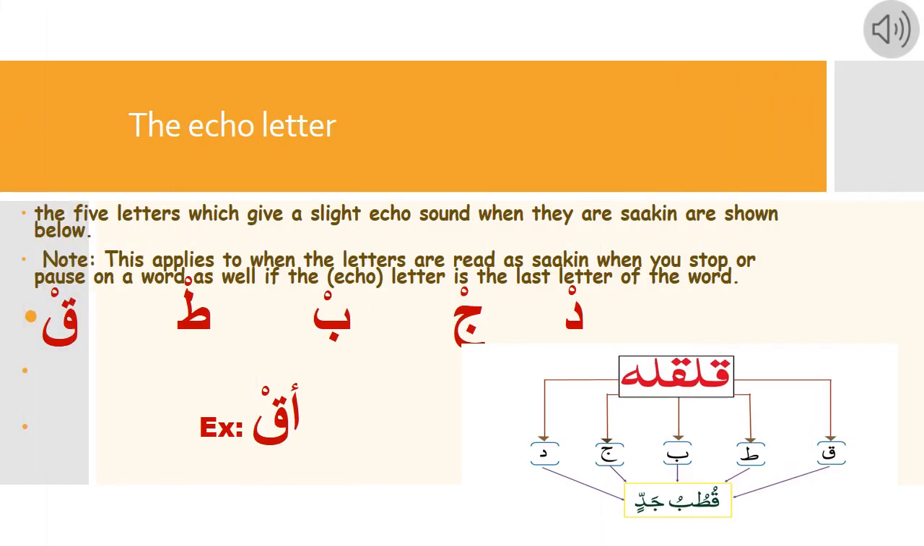First we will cover the echo letters, okay? The five letters which give us a light echo sound when they are sakin are gathered in those two words: قطب جد, قطب جد. So you can remember them as قطب جد, right? And we have put this sukoon on all of them to indicate the echo happens when they are sakin.